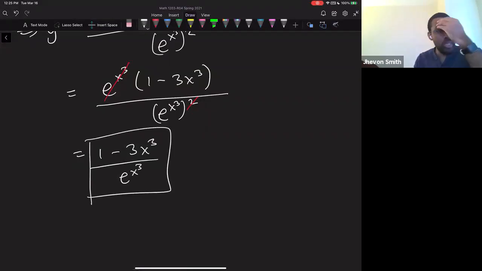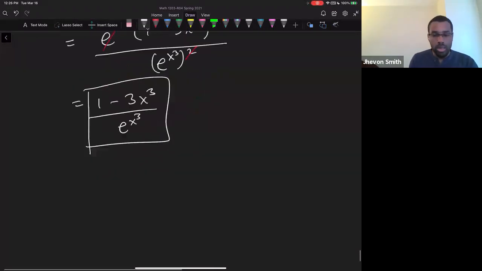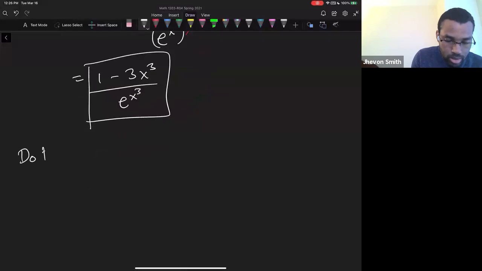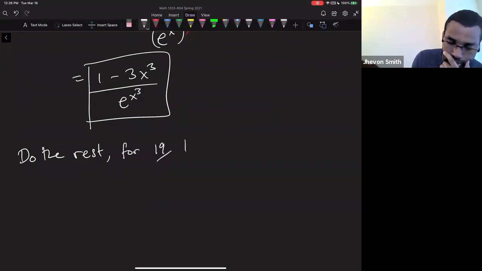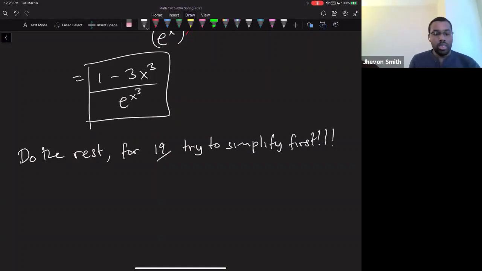Eventually, you'll be able to do these relatively quickly if you practice enough. But yeah, I would say do the rest. I actually see you guys tomorrow as well, so we'll finish up the rest tomorrow. And maybe we can get into some of the stuff that you'd have to do for the bonus section. Do the rest for 19. Try to simplify first. But we'll stop there.